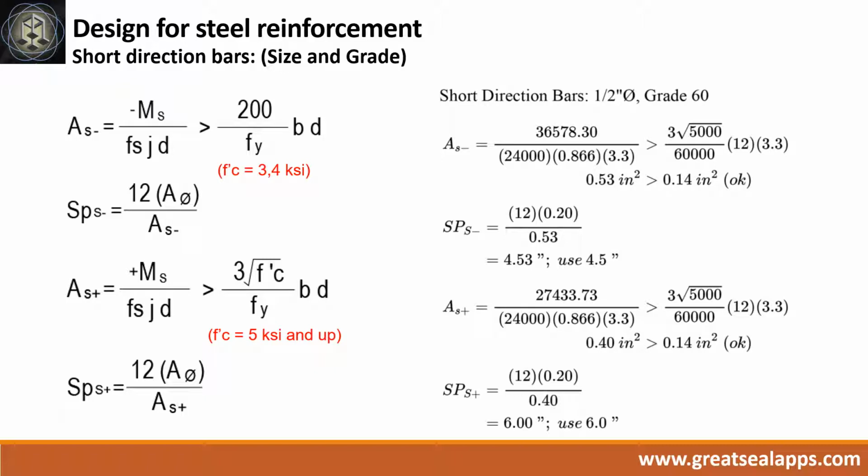At short direction, given negative moment equals 36,578.3, positive moment equals 27,433.73, Fs equals 24,000, J equals 0.866, and D equals 3.3. The area of steel for negative moment is 0.53 square inch, with spacing at 4.5 inches, and the area of steel for positive moment is 0.4 square inch, with spacing at 6 inches.